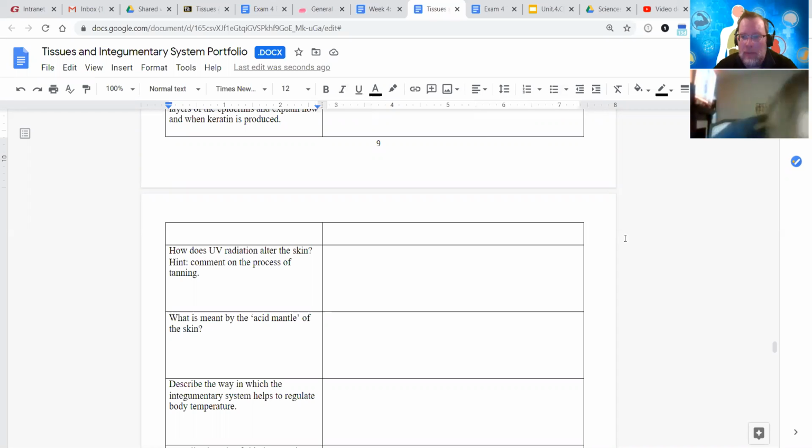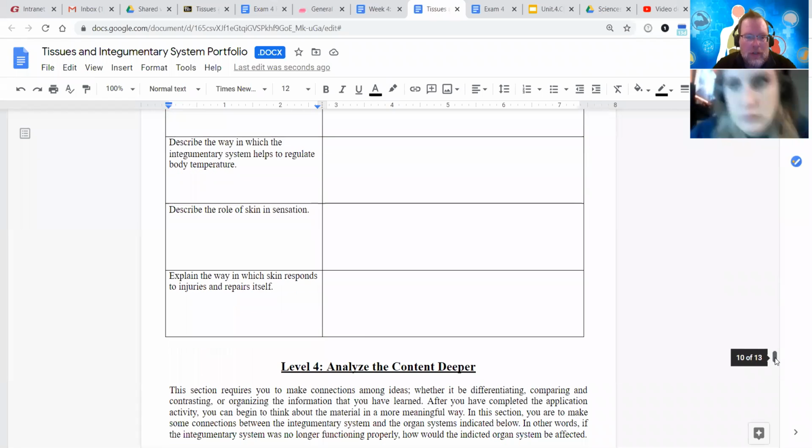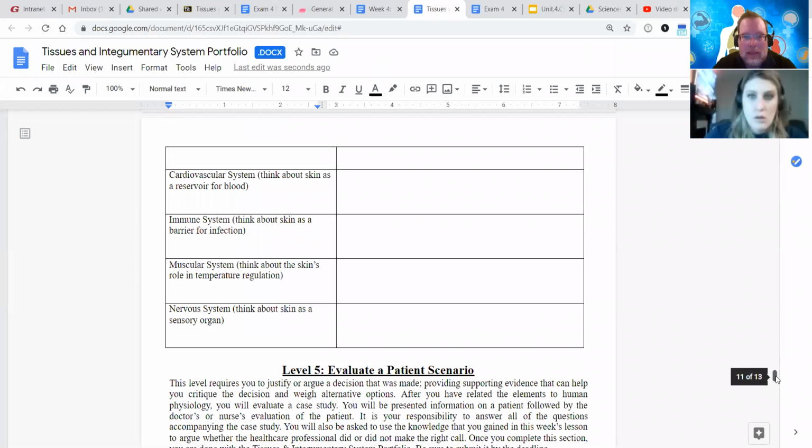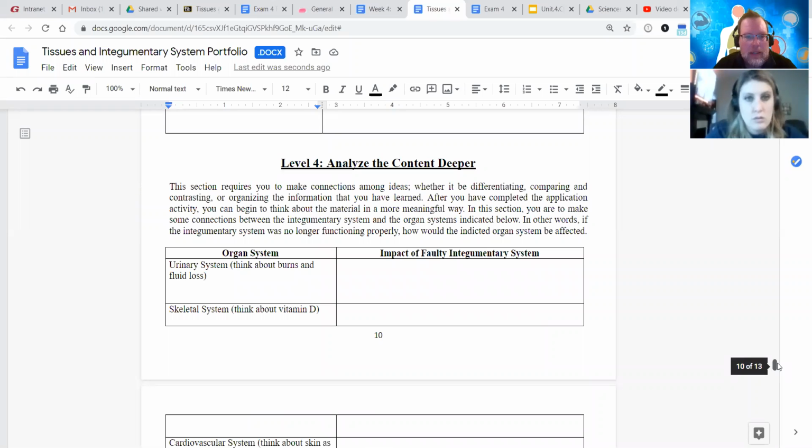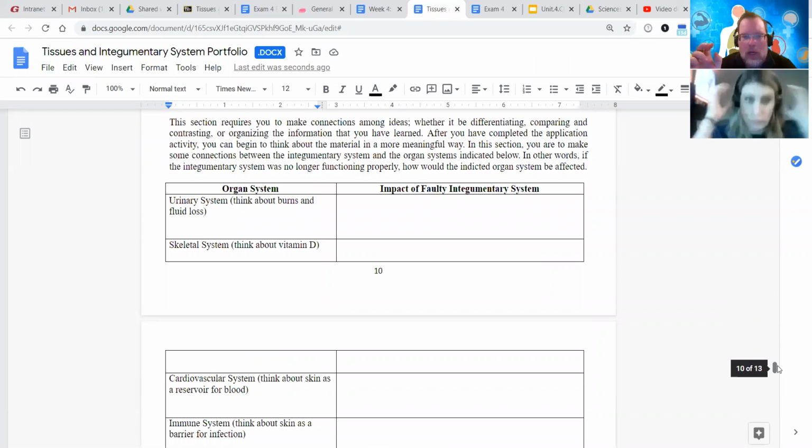So I'm not picky about complete sentences. I really am just interested in you expressing in some way that you have a little bit of an understanding of what I am asking. So next up, level 4 is basically trying to link the body systems together.